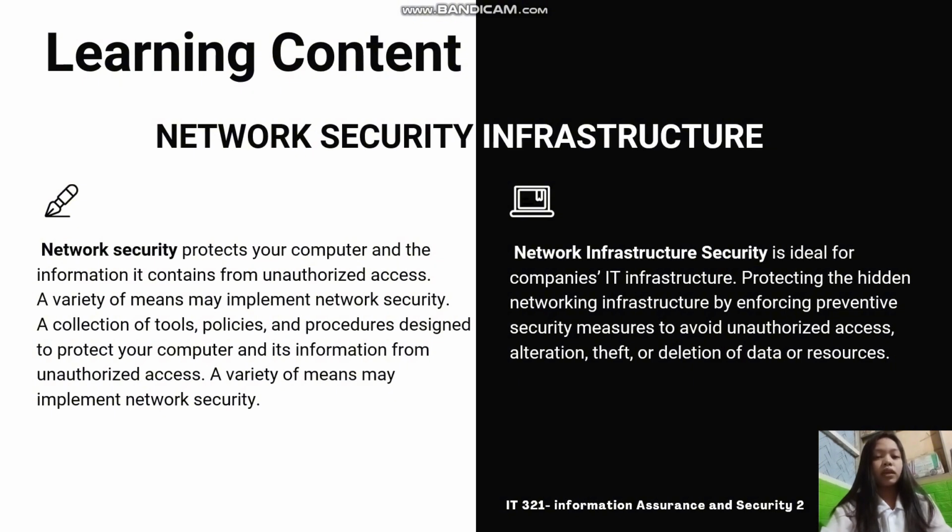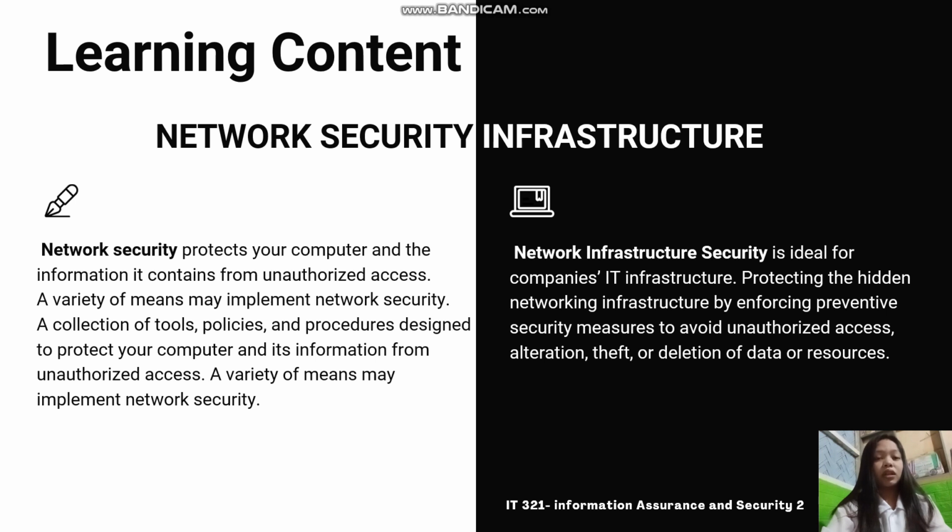Next is network infrastructure security. It's ideal for companies' IT infrastructures, protecting the underlying networking infrastructure by enforcing preventive security measures to avoid unauthorized access, alteration, theft, or deletion of data or resources.